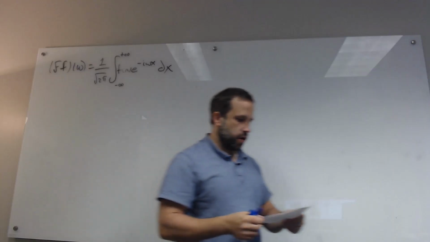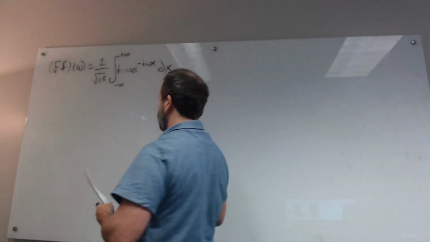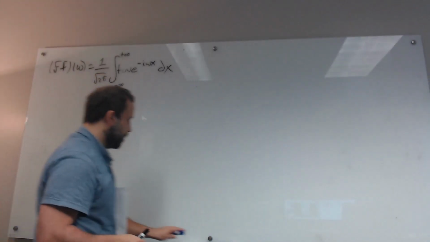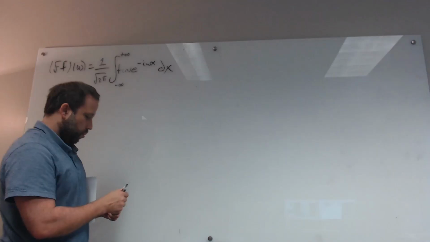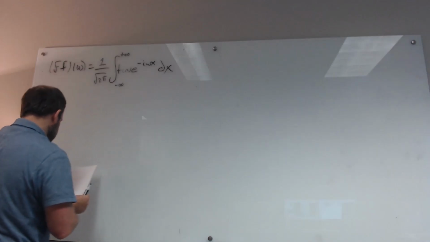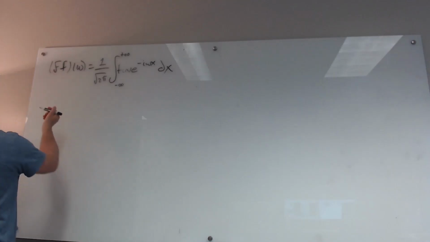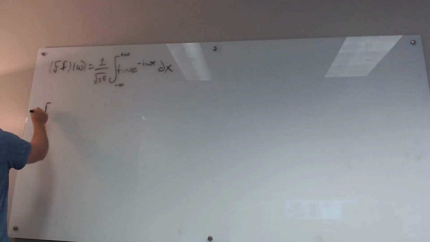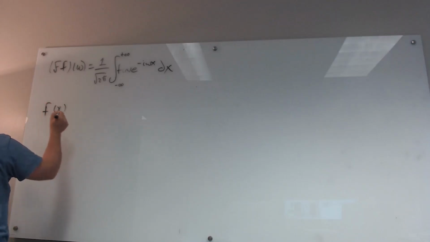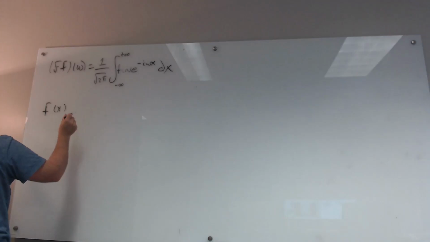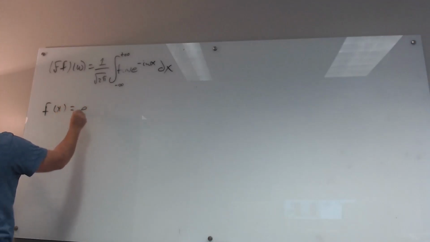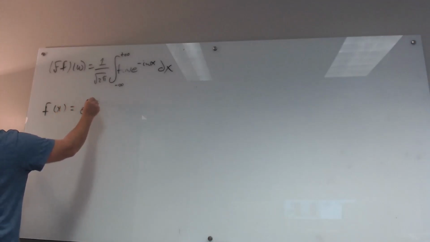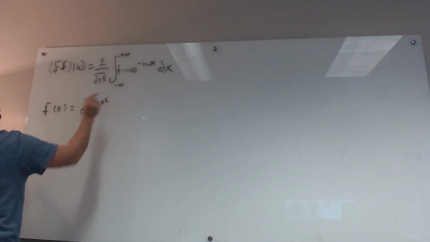Okay, so we're going to compute the Fourier transform of a different function. We computed the Fourier transform of the rectangle function. We're now going to compute the Fourier transform of this function. I'm going to write the function: it's equal to e to the minus ax squared.